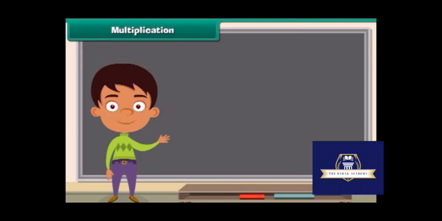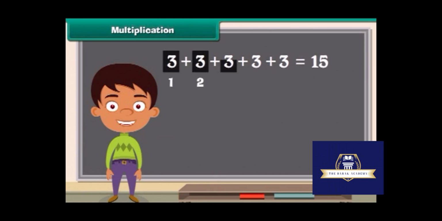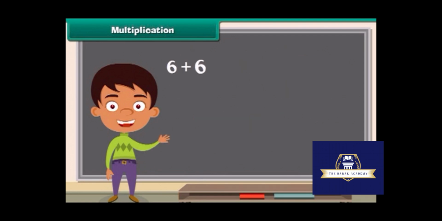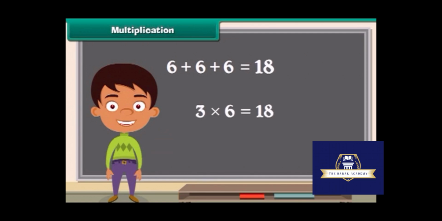Multiplication. We just calculated the number of chocolate bars given by Ria to her 5 friends as 3 plus 3 plus 3 plus 3 plus 3, which is 15. If you notice, the number 3 appears 5 times. Therefore, we can also write it as 5 into 3 is equal to 15. Let us take another example. 6 plus 6 plus 6, which is equal to 18. We can also write it as 3 into 6, which equals 18, because 6 appears 3 times.